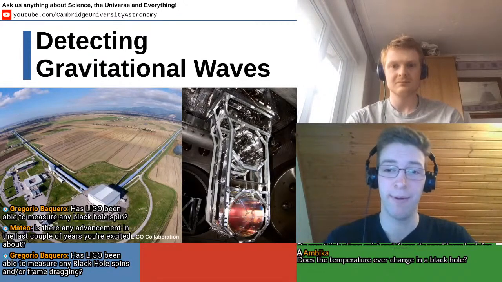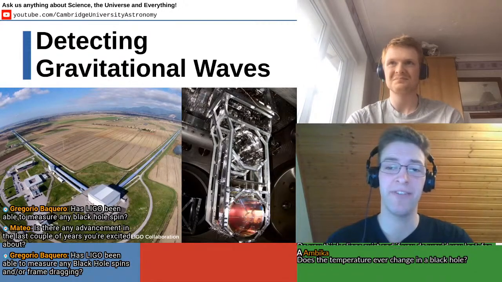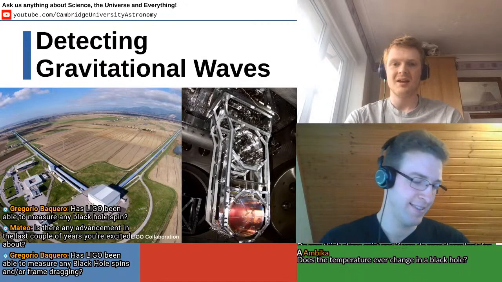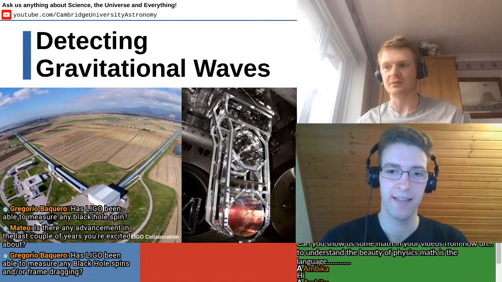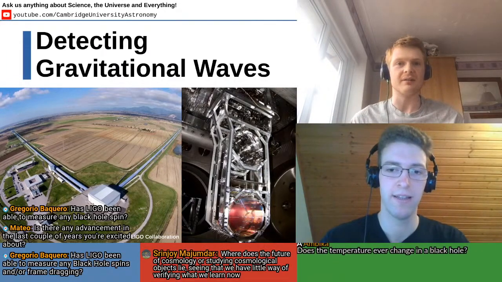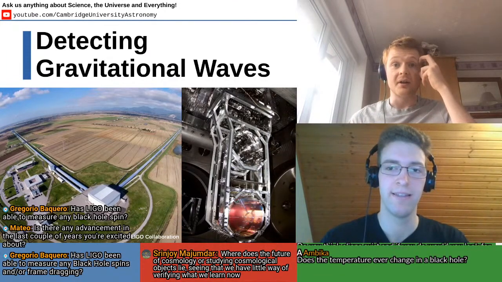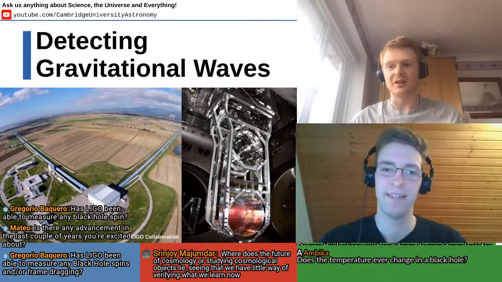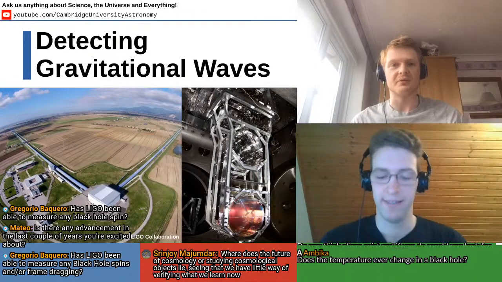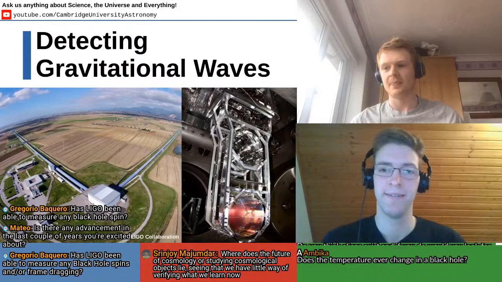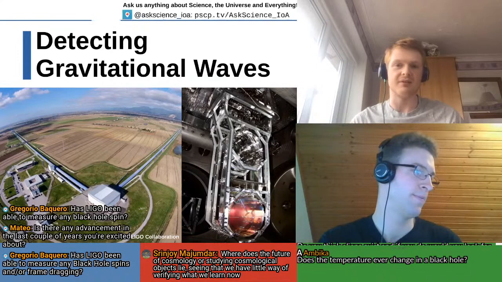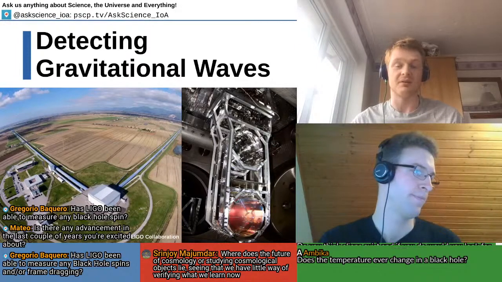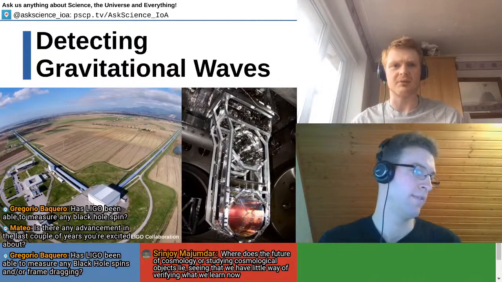While we're talking about black holes, does the temperature ever change in a black hole? Yes, in short. This is more of the work that Stephen Hawking did. He created an analogy between the laws of black holes and the laws of thermodynamics, and this gives black holes a temperature, which is the temperature of this Hawking radiation. So yes, they do have a temperature.